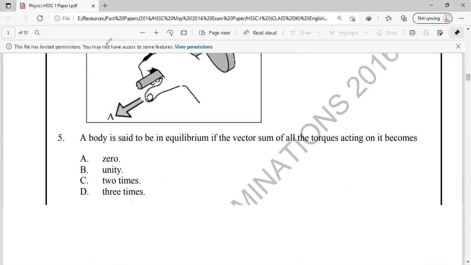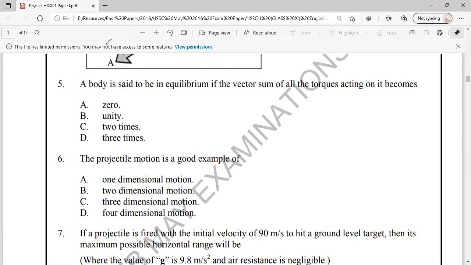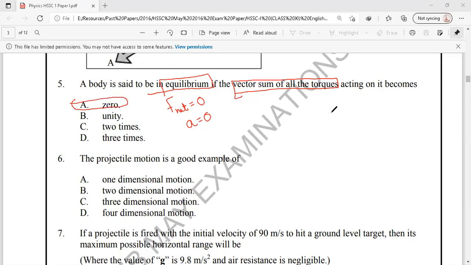So let's come to our question number 5 and 6. A body is said to be in equilibrium. So let's recall what is equilibrium. It is a condition of a body in which the net force acting on it is zero and its acceleration is zero. So the vector sum of all the torques acting on that body must be equal to zero. So this is the second condition of equilibrium.